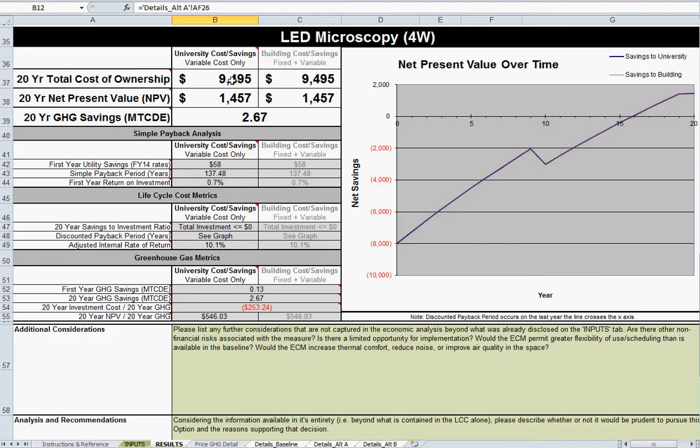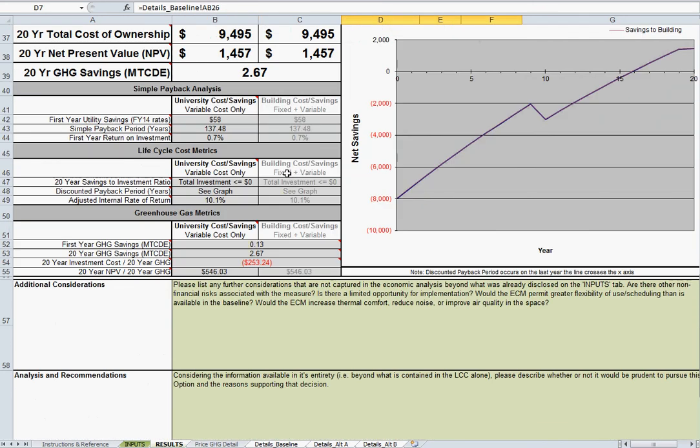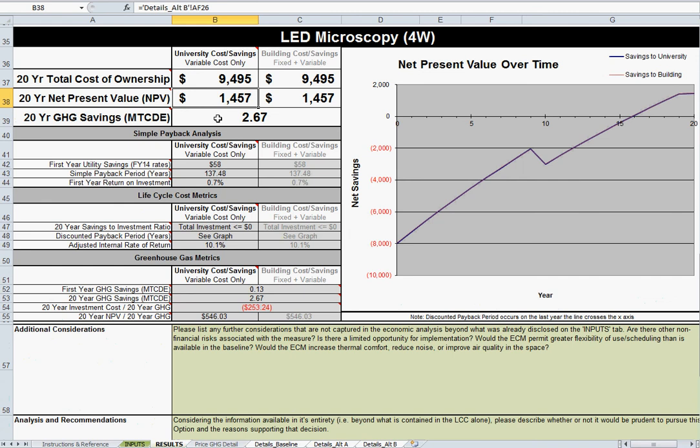We've got a much better situation here. It's only going to cost us $94.95 to own this system. That's initial purchase and all utility costs rolled up, escalated, and discounted appropriately. Compare that to $10,952, so we're saving some money. We're saving approximately $1,500 by going with this LED system, including a GHG savings of 2.67. So again, there's clear savings going on there.